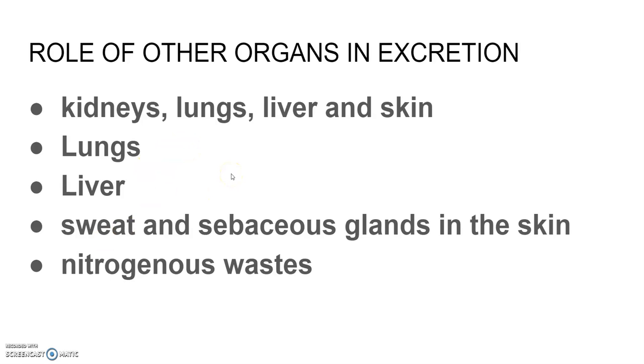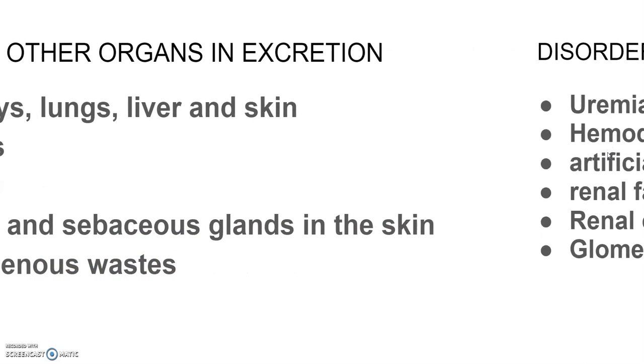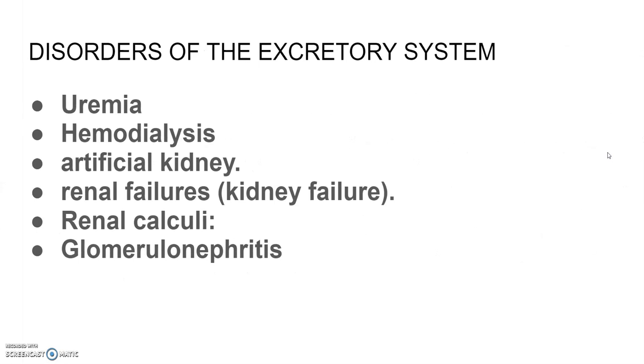Now, sebaceous glands eliminate certain substances like sterols, hydrocarbons, waxes through the sebum in the skin. And this secretion provides a protective oily covering to the skin. And small amounts of nitrogenous waste could also be eliminated through the saliva. So let's discuss the last topic of the chapter, that is disorders of the excretory system.